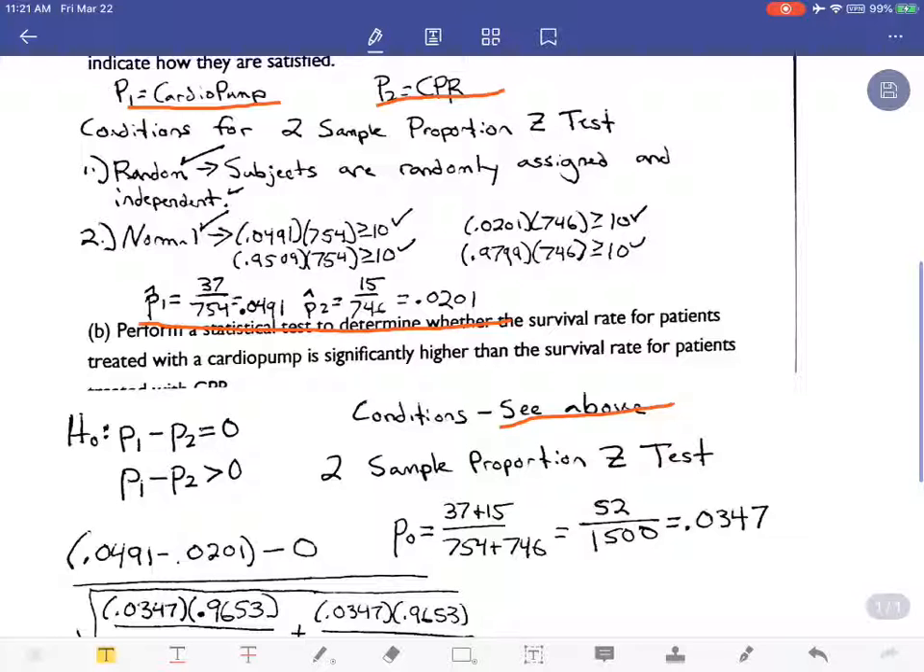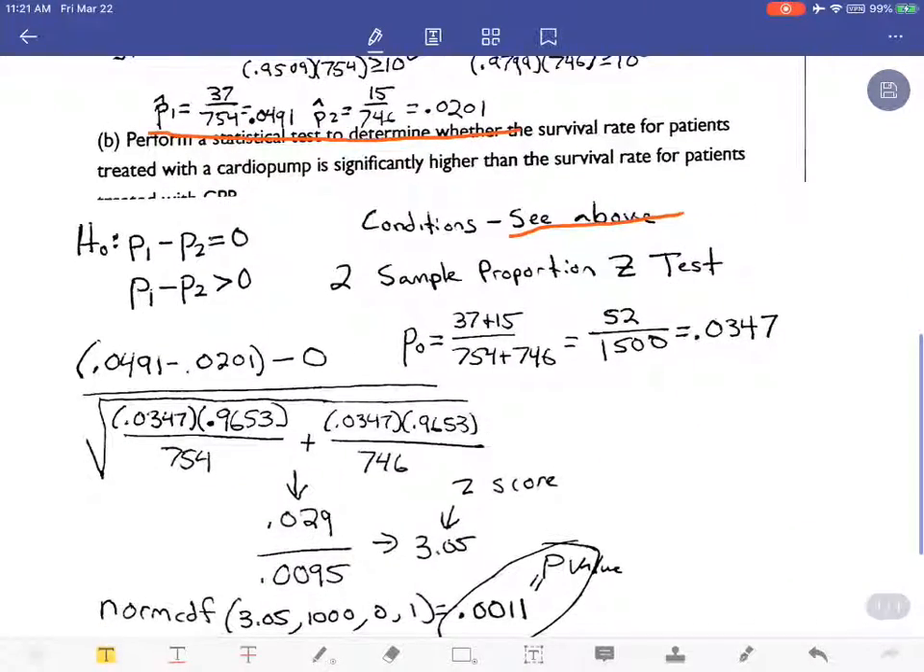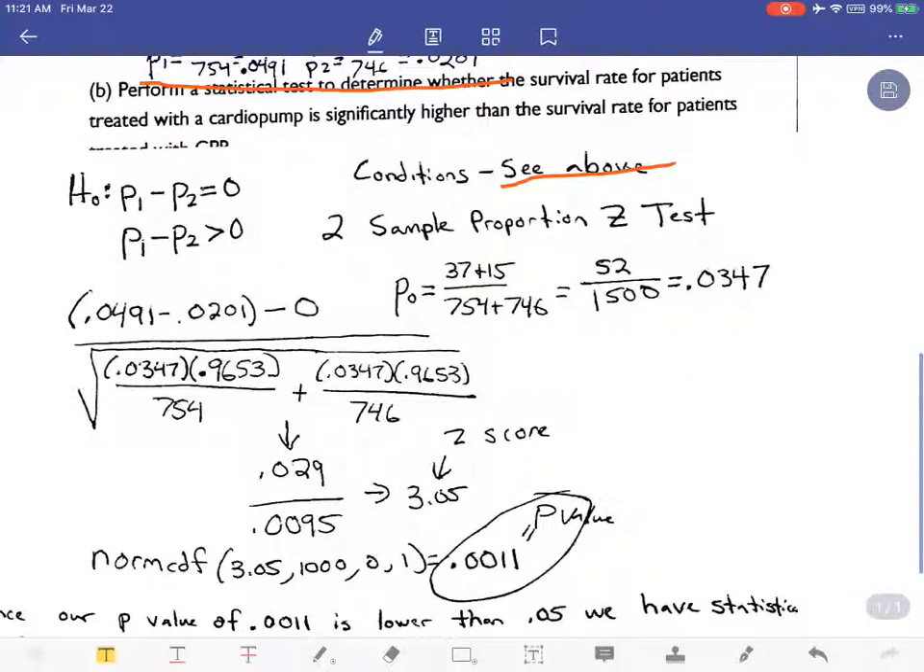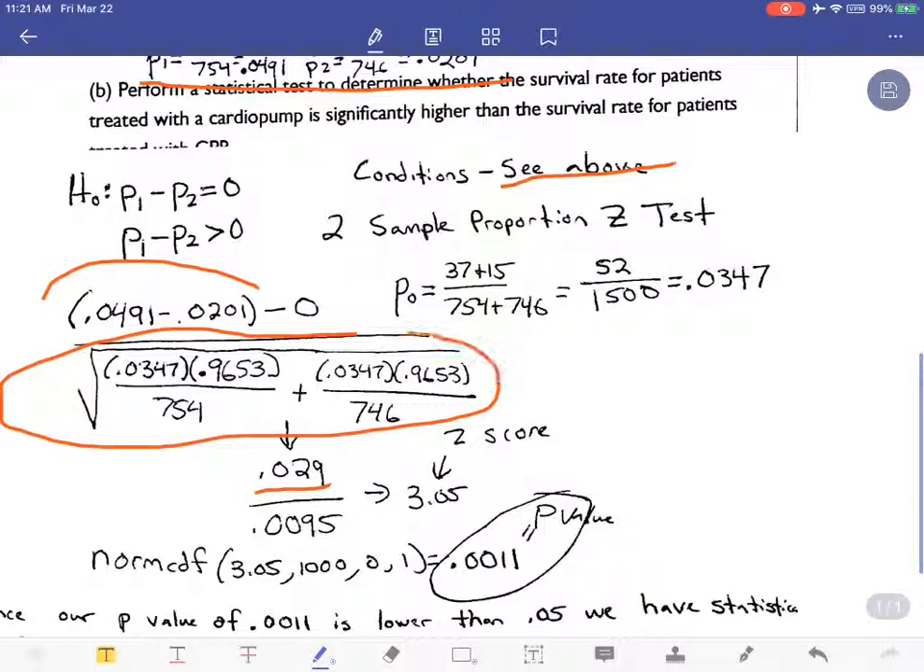Then for conditions, we want to say it's a 2-sample proportion z-test. We already did our conditions, so we're going to jump ahead to the actual calculation of your z-score and p-value. Remember, this first part of the formula is where you take your 2 sample proportions, subtract them from each other, and then subtract that from 0, which comes out to 0.029. Then we plug in our standard deviation formula right here.